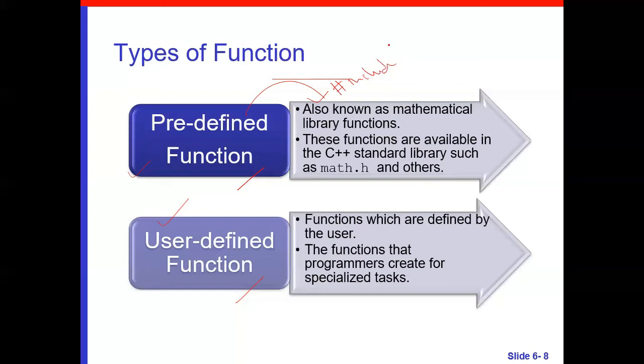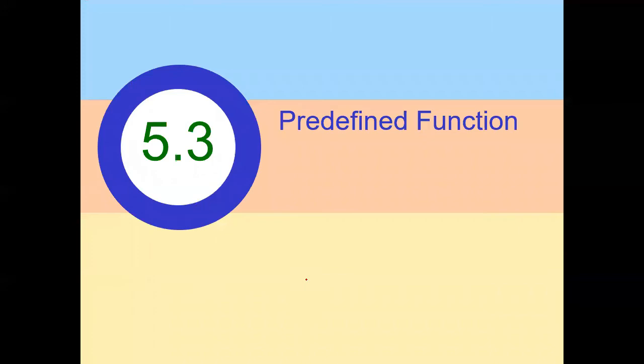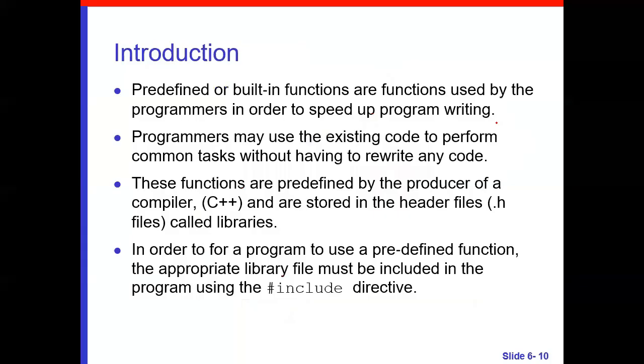Okay, how about the user-defined function? So a user-defined function is a function which is defined by the user. Who is the user? The programmer. Not the programmer of Dev C++, but the programmer that wants to build the program, the system. So the function that the programmer creates is for specialized tasks. Okay, so next, I want to explain more about the predefined function. Okay, introduction.